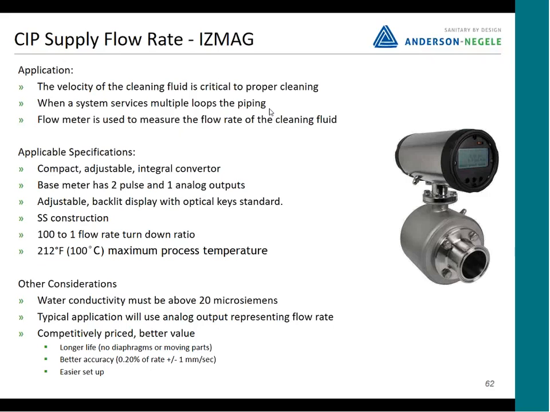The signal coming out of the flow meter will be a 4 to 20 milliamp signal. It will go to the PLC, and the PLC will perform a PID calculation and will control the variable frequency drive that drives the pump to maintain that flow rate.